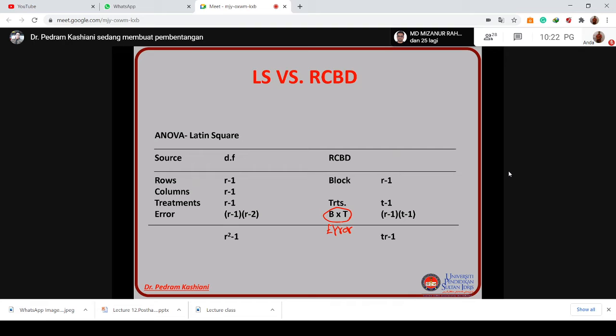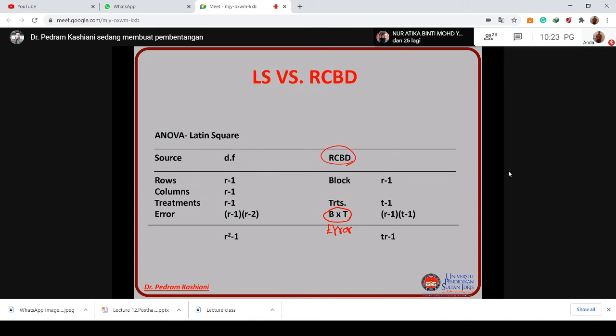Sometimes in some papers for RCBD, they write block, treatment, block times treatment. This block times treatment, we call it the error, so don't be confused. Error in RCBD is block cross-classified with treatment. This cross, we call it cross-classified. Block cross-classified into treatment. That's why it is r minus 1, t minus 1.